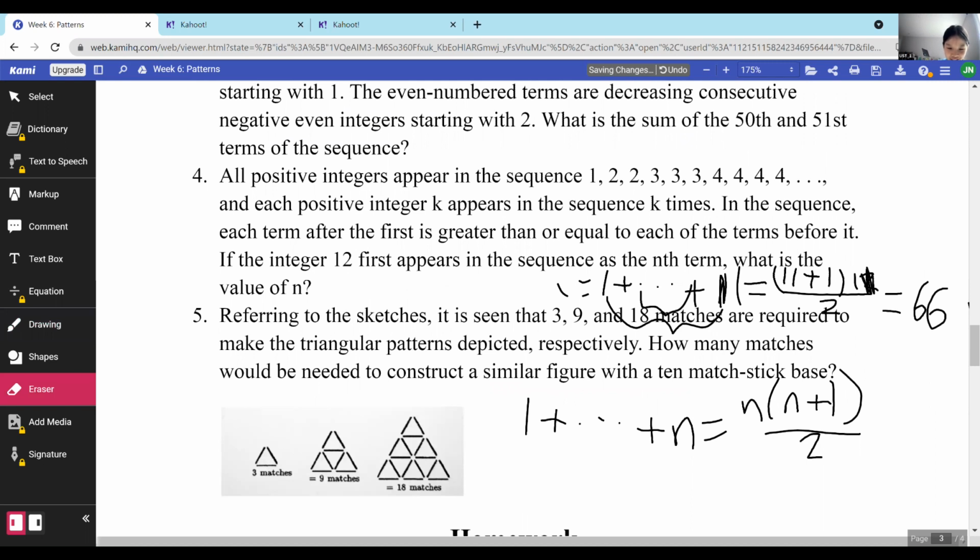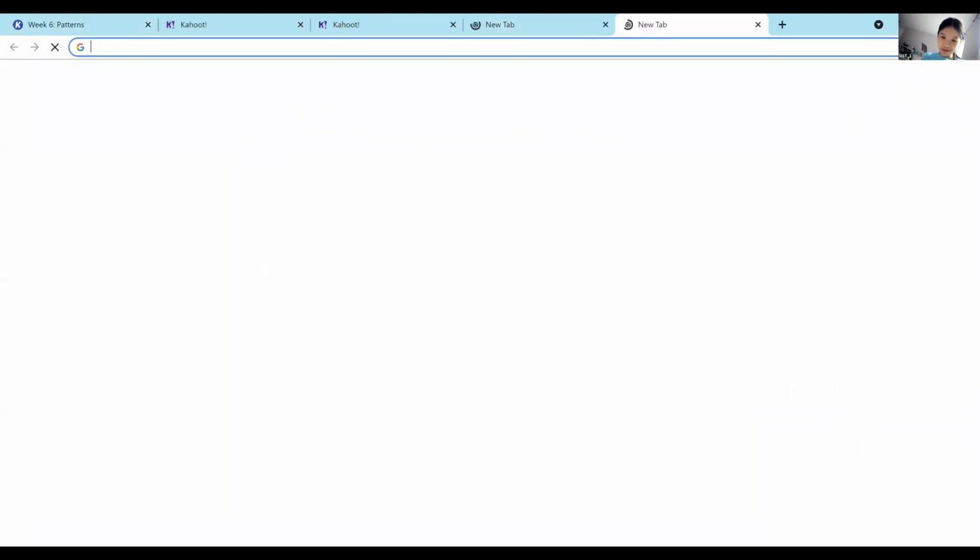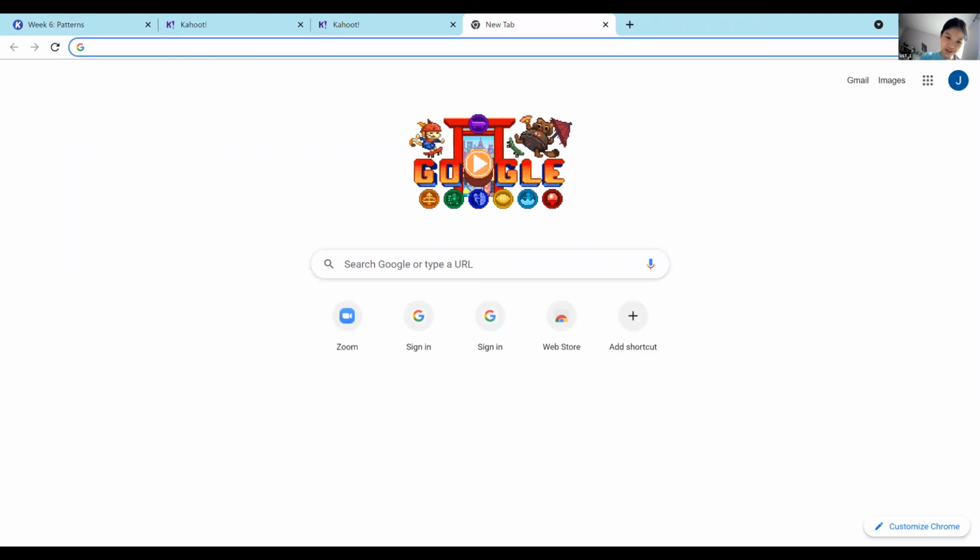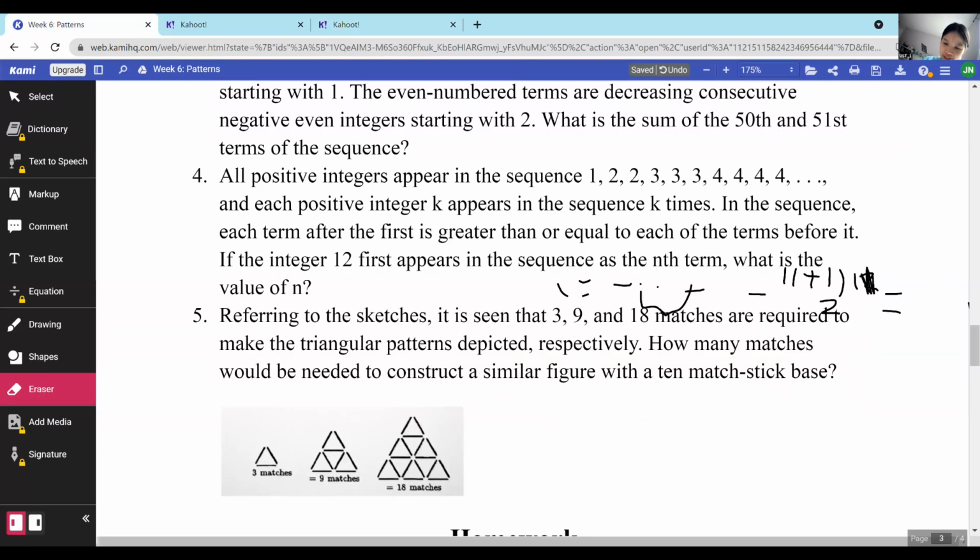Now, implementing what we just learned about arithmetic series and the special sum for 1 to n. So we're going to take a look at problem number 5.